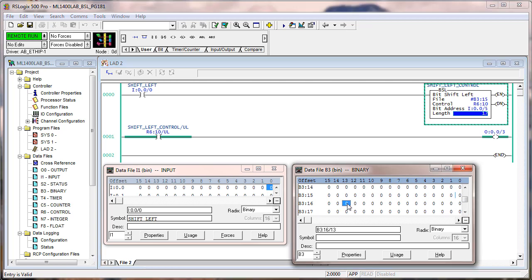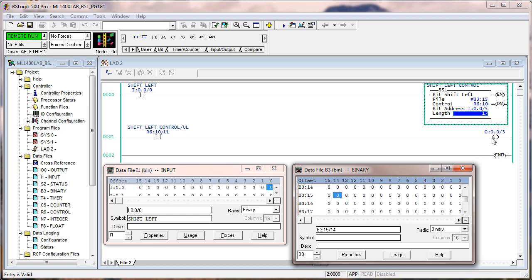I'll just save some time. Use the keyboard, put a 1 in there, and shift it to 14. Whoops, I put it in the wrong one. Should have been in B315. Okay, I have a 1 in bit 14. Now it's in 15. Now, see, it went to bit 0 of 16.